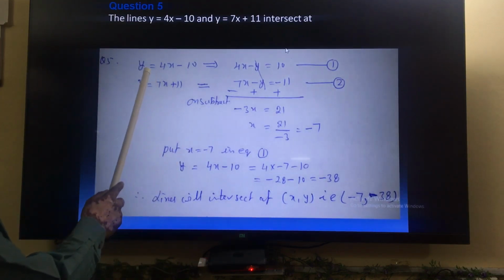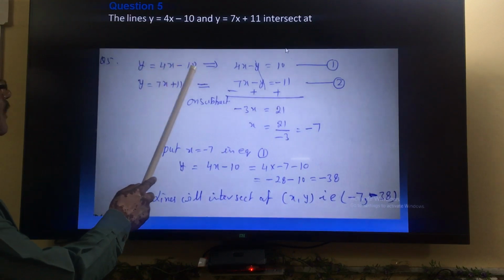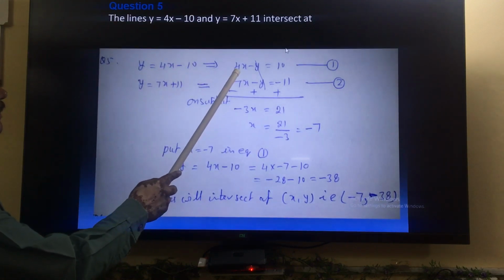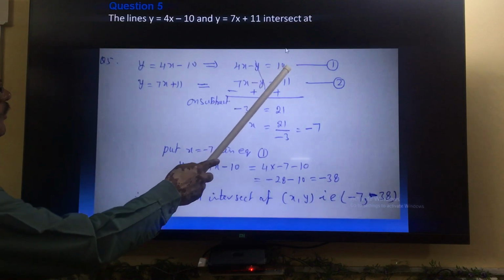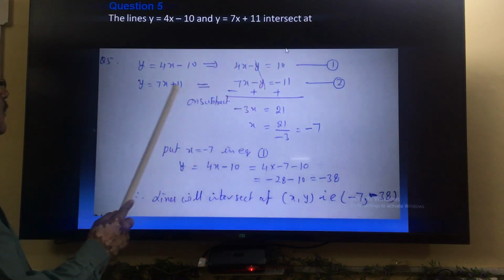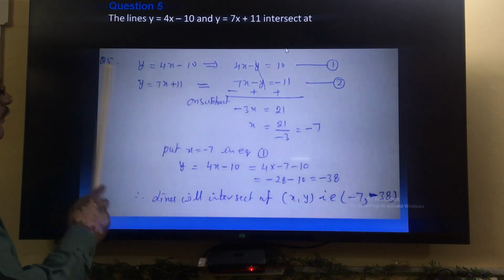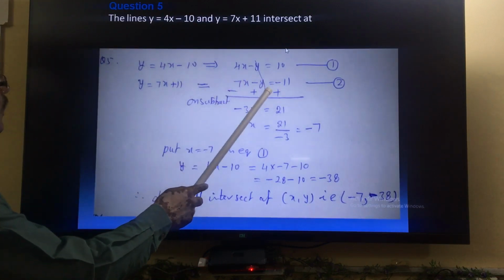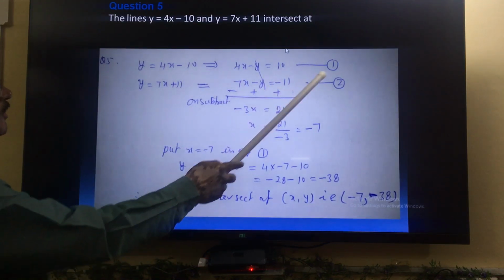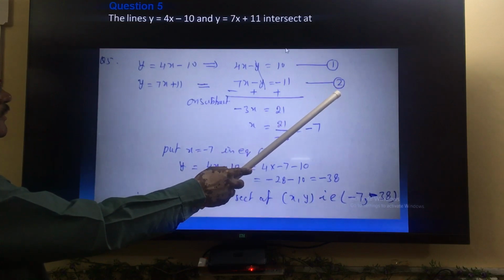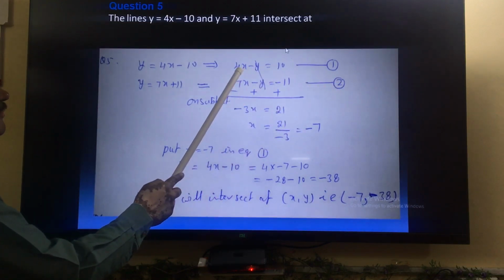First of all, we will write the first equation, y equals 4x minus 10, in standard form. So it will be 4x minus y equals 10 after transferring the terms. Similarly, y equals 7x plus 11. This we can write as 7x minus y equals minus 11. So this is our first equation, this is our second equation. We have written x in the beginning.